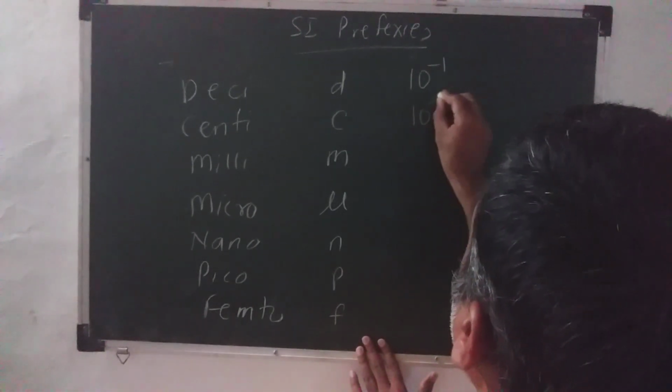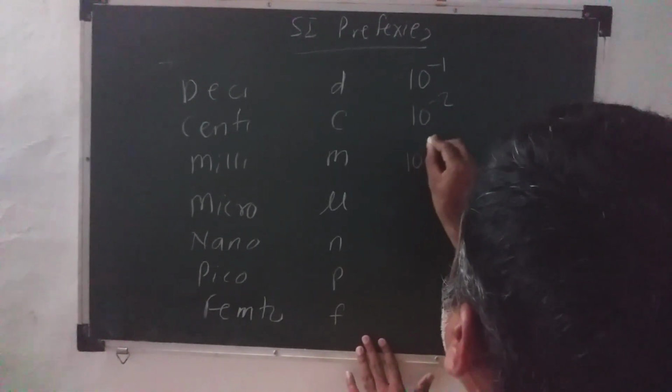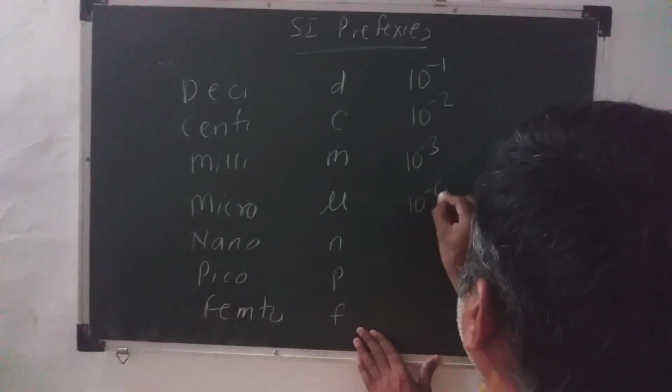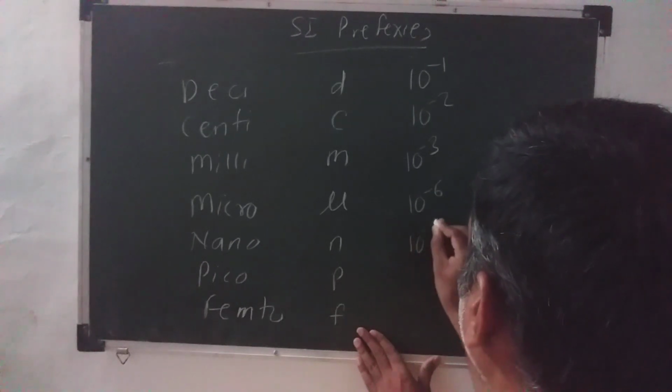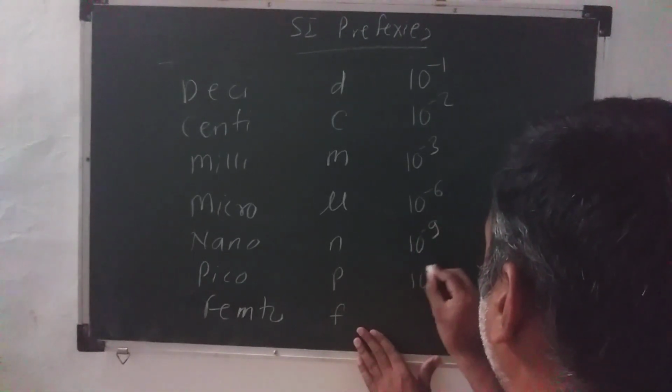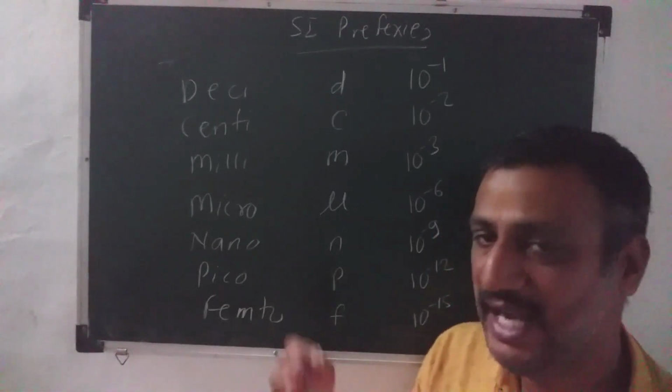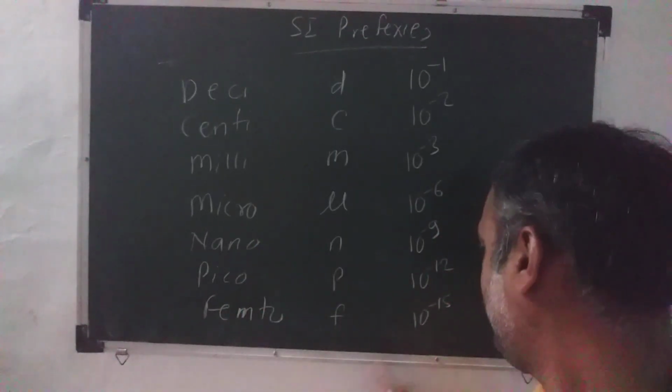Centi 10 raised to minus 2. Milli 10 raised to minus 3. And micro 10 raised to minus 6. Nano 10 raised to minus 9. Pico 10 raised to minus 12. Femto 10 raised to minus 15. Some more are there, atto and others, but these are enough.